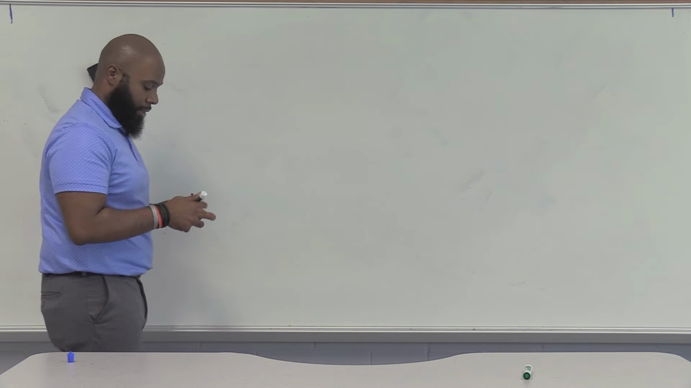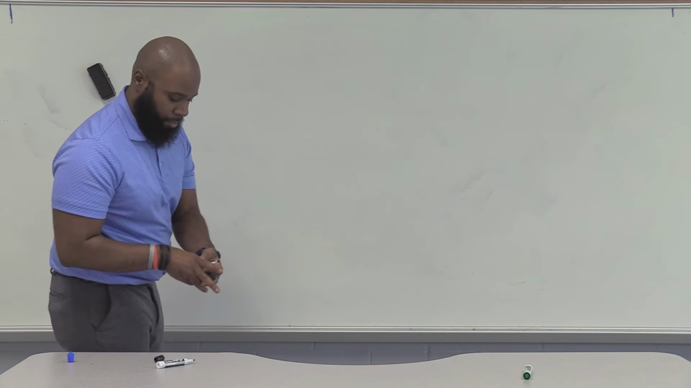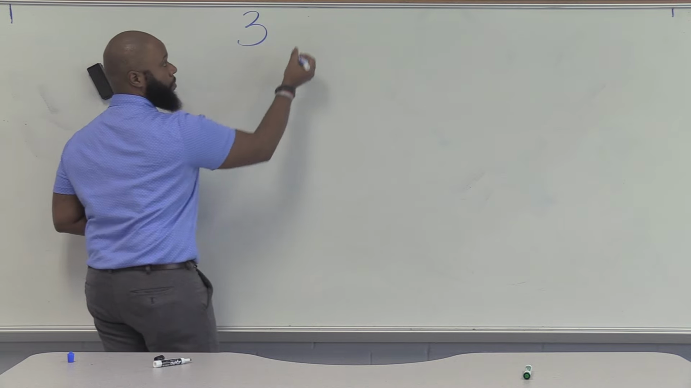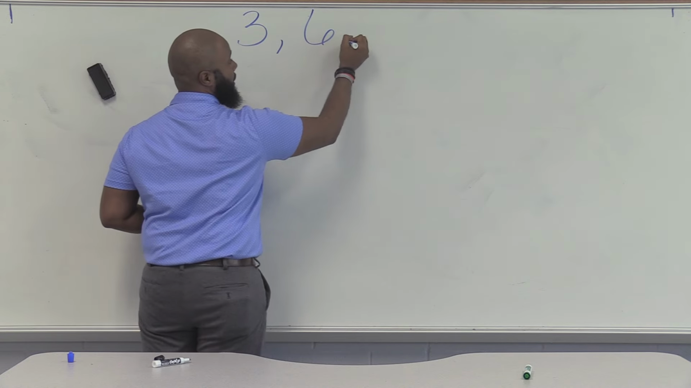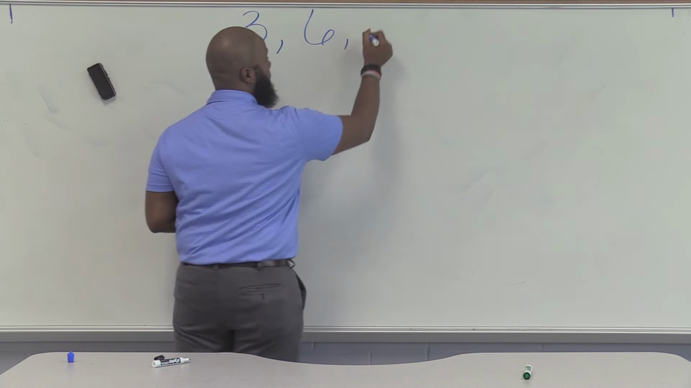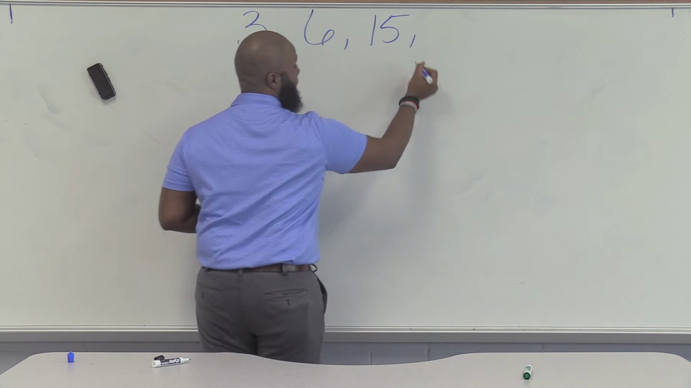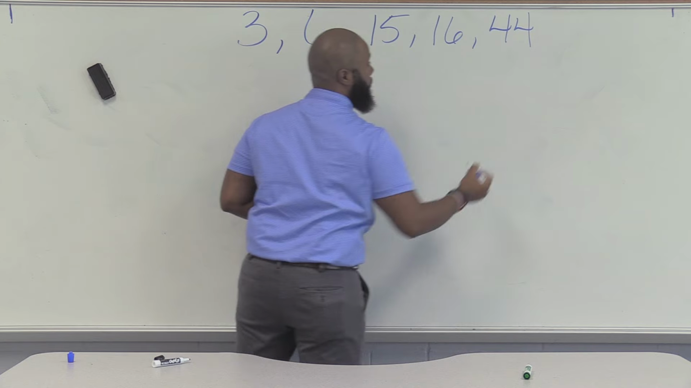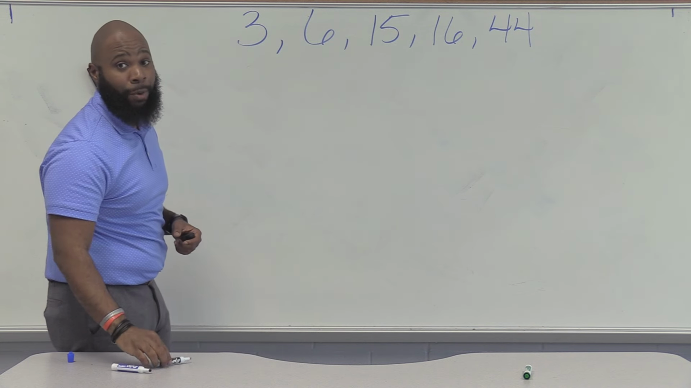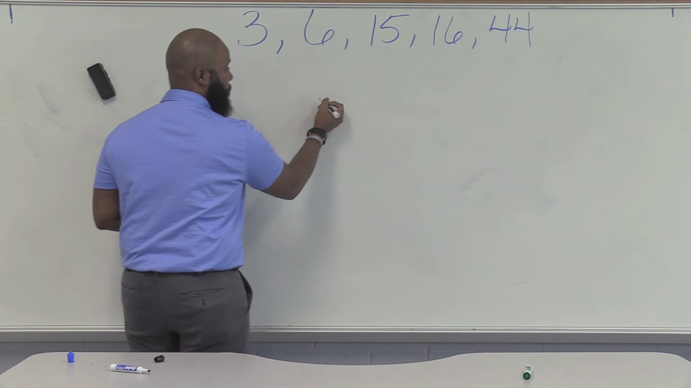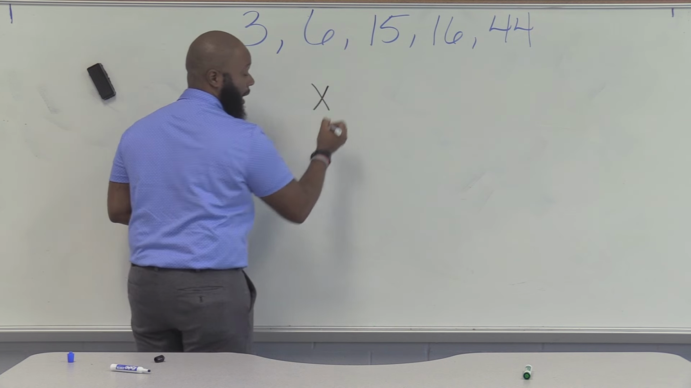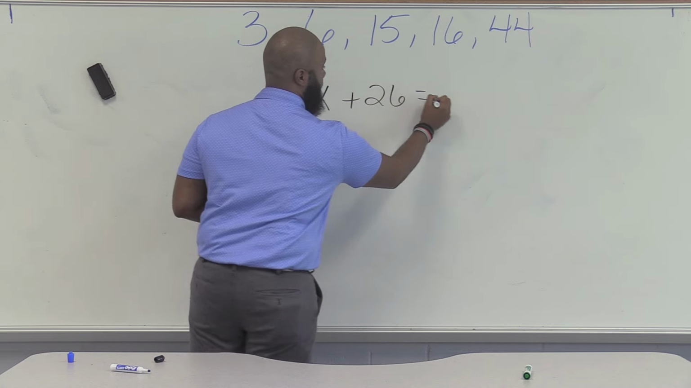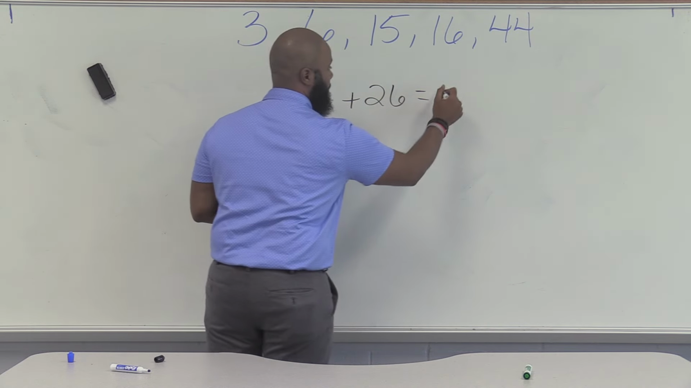So here's my set of numbers we're going to be working with today. 3, 6, 15, 16, and 44. So here's our first equation. We're going to figure out which number is true. x plus 26 equals 32.